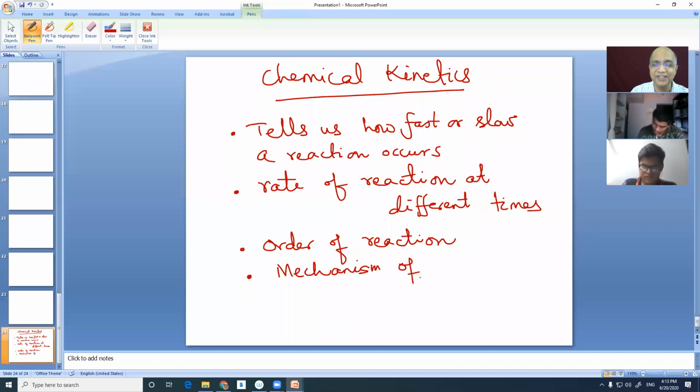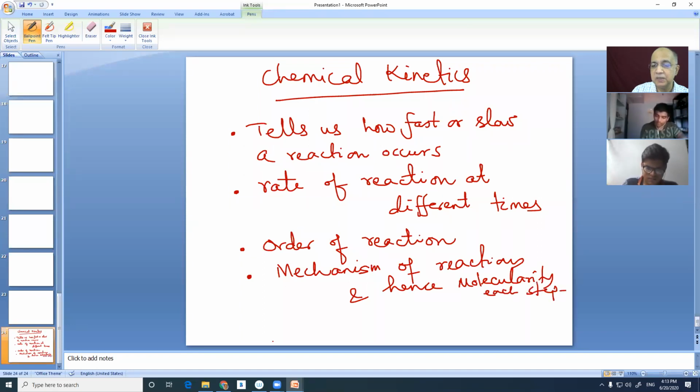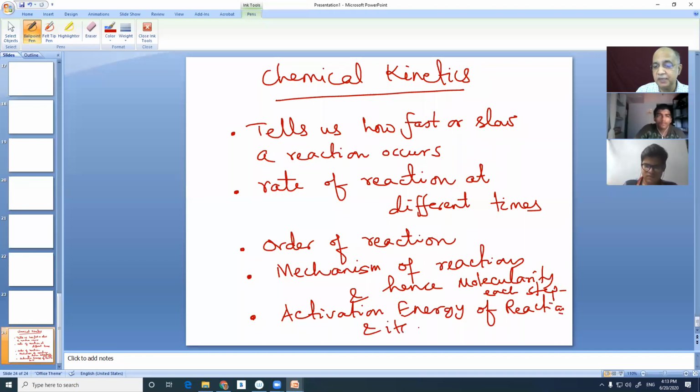I'm not talking of organic reaction, I'm talking of inorganic reaction. And hence the molecularity of each step. That means whether a reaction is elementary or complex can be known from the study of the kinetics, as we will see later. And it gives the activation energy and its temperature dependence.